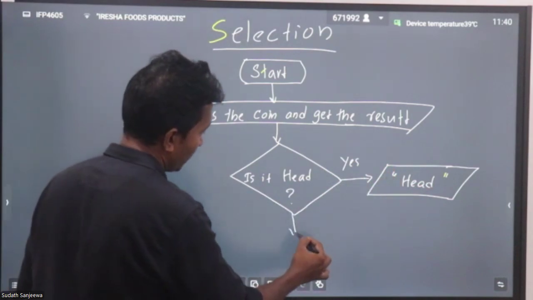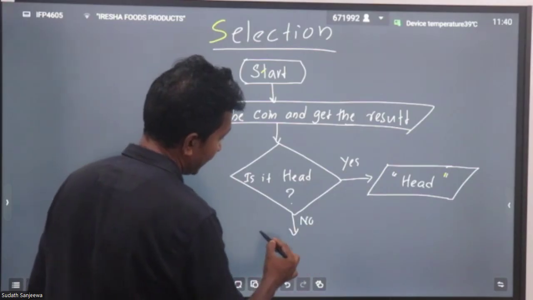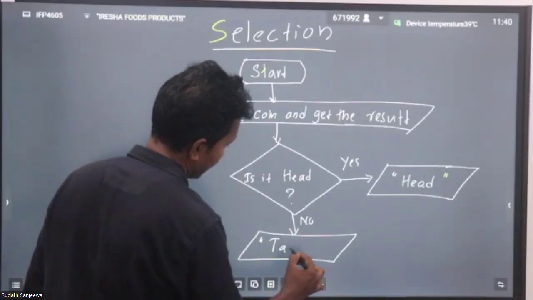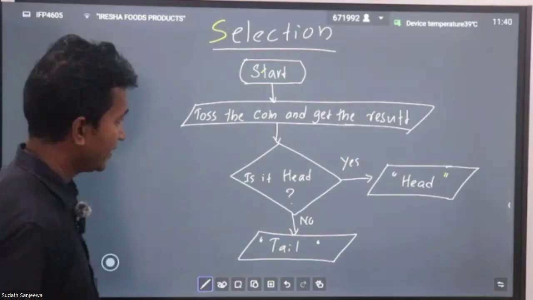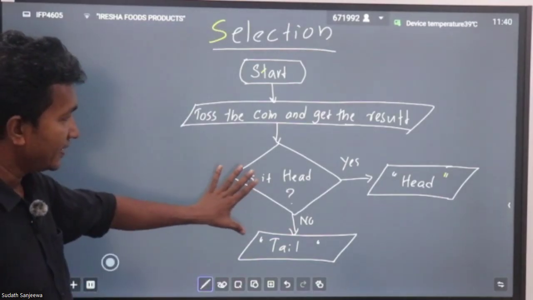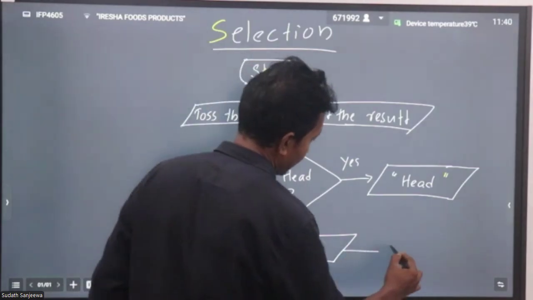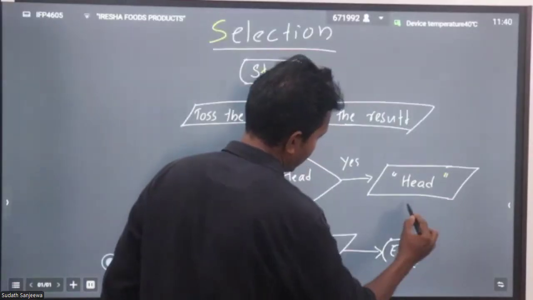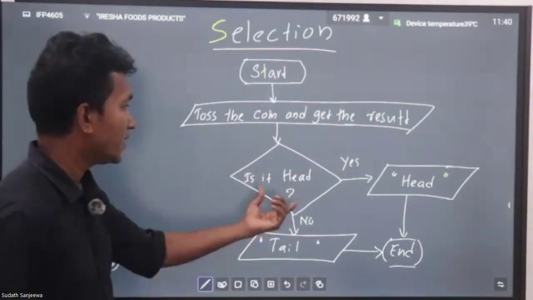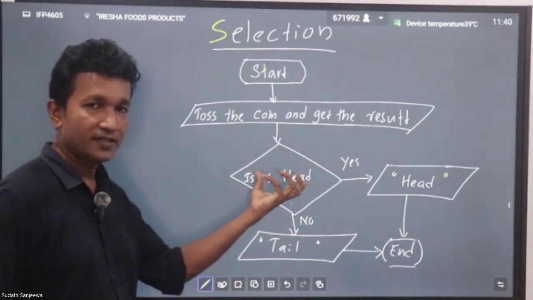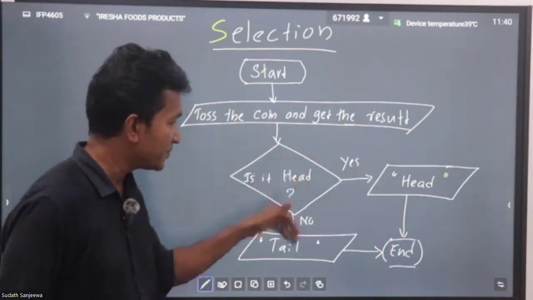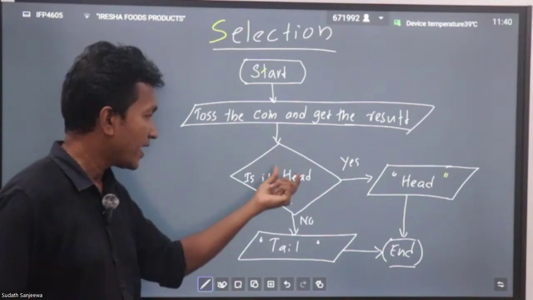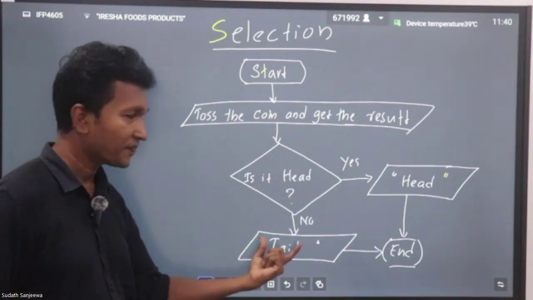If it is no, definitely it is the tail, right? Then you have to end the program. According to this decision, we have to use this path or this path. Is it head? If it is yes, display as head. Otherwise, display as tail, right?